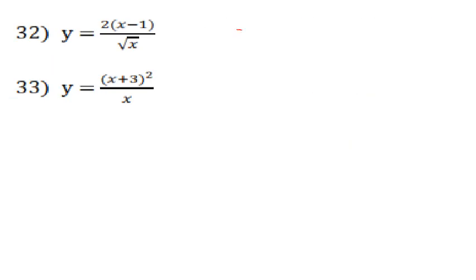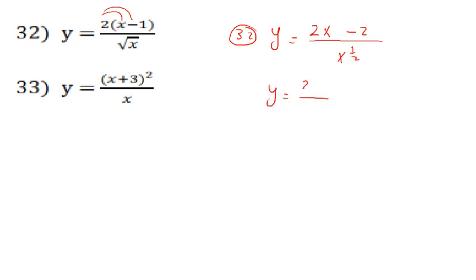For question 32, you need to expand the numerator first. So 2 by x is 2x, and 2 by negative 1 is negative 2. And I'm going to write root x as x to the power of half. Then I'm going to split the fractional functions into 2x over x power half and negative 2 over x to the power of half.